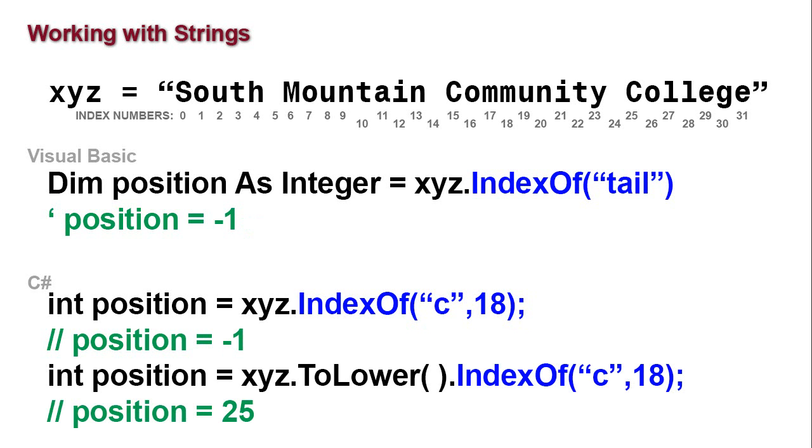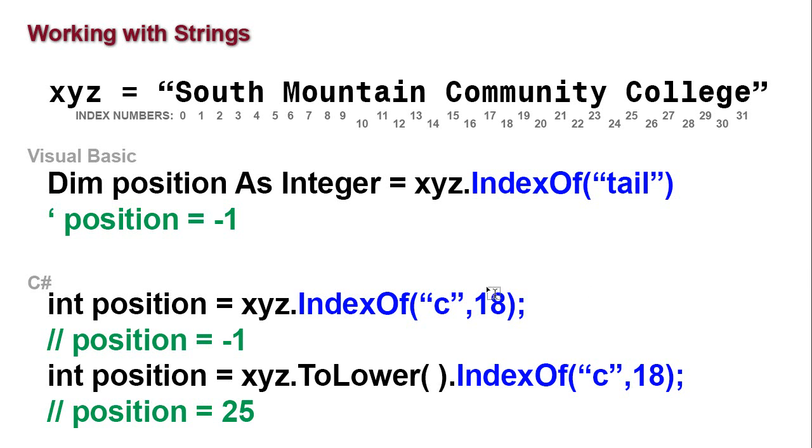In this next example for Visual Basic, I'm looking for the phrase tail, the letters T-A-I-L. Within South Mountain Community College, that does not exist. And if it can't find the search string, it will return a value of -1. So position in this case would equal -1. Now that becomes important because we can look for a search string within a conditional statement, and if it returns a -1, we can say that that search was not located, it was not found.